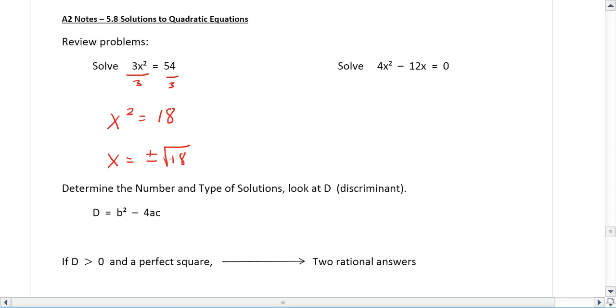And we know we need to reduce or simplify the radical. It is 9 times 2 is 18. So this becomes plus minus 3 square root 2. Those are the two answers.